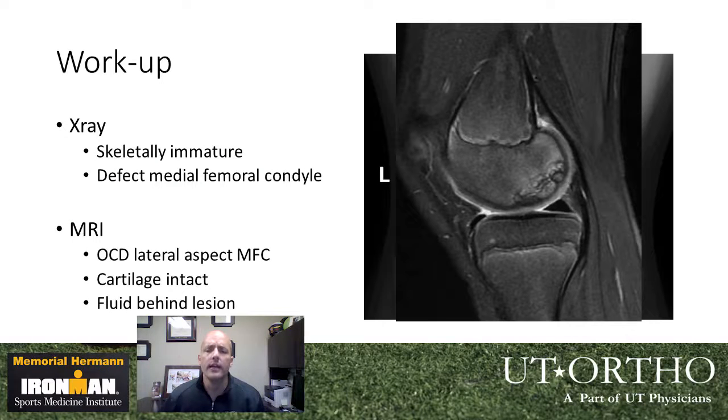X-rays include these bilateral knees, which show a skeletally immature patient with a defect of the lateral aspect of the medial femoral condyle. MRI confirms this OCD of the lateral aspect of the medial femoral condyle, shows intact articular cartilage. There is fragmentation of the underlying bone and a little bit of fluid behind that lesion. Thankfully, there's really no surrounding edema.